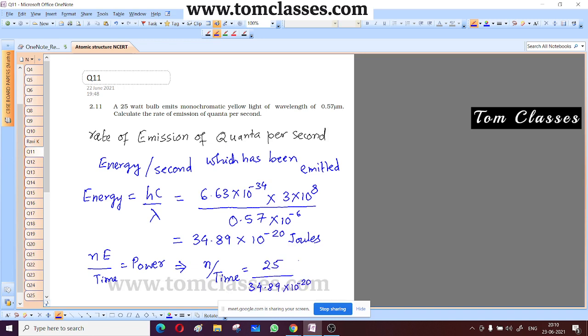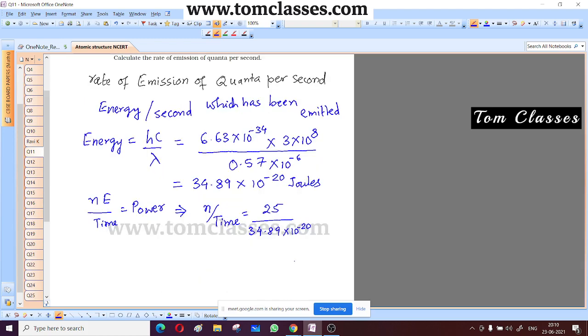Is that okay? So how much is this value? Let's try to see. This is 24 divided by almost 35, so you can say this is 5 by 7. So this is 0.7. So this is 5 by 7, and it will be 7 into 10 to power 20 quanta per second. So these many photons, quanta per second, will be emitted.